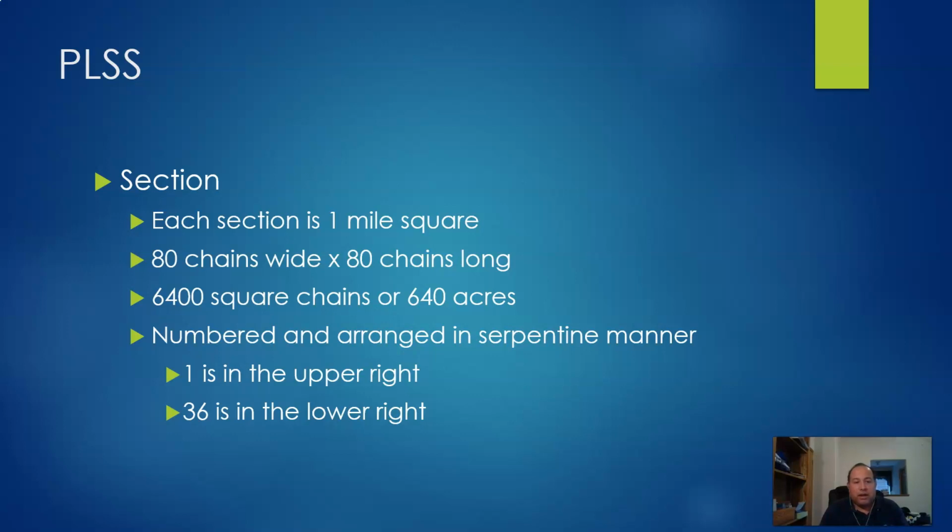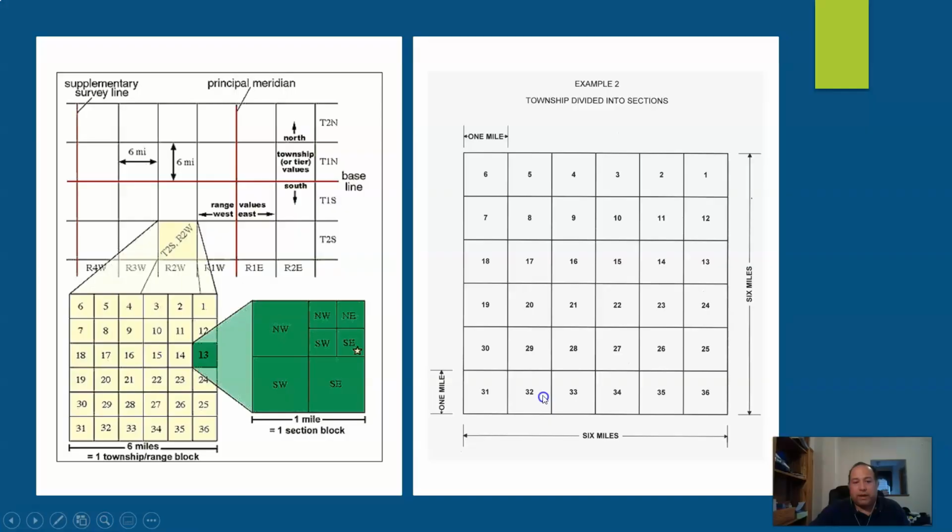So in each section you have 6,400 square chains or 640 acres, because 1 acre is 10 square chains. They're numbered and arranged in that serpentine manner. So 1 is in the upper right, 36 is in the lower right. So looking at it again, here's our township. There's 36, lower right, 1 in the upper right.